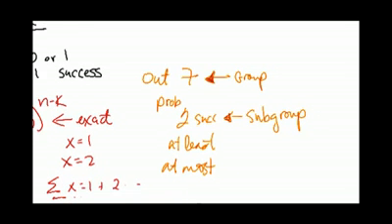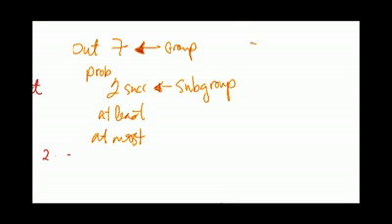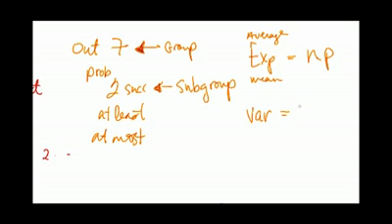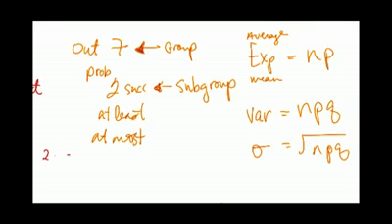A couple other little random facts that you should know. If they ask you for the expectation, this is the mean or the average. These are all the same word. For a binomial, it's n times the probability. The variance would be n times the probability times the complement. And then, of course, the standard deviation is the square root of that. Alright, so average, variance, standard deviation.